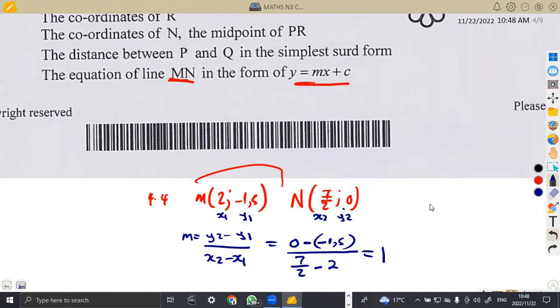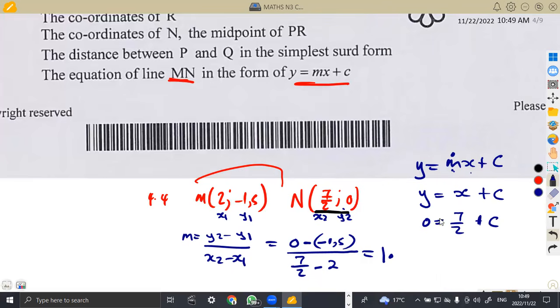So if we've got the gradient, remember the equation, we are told the format y is equal to mx plus c, where m is the gradient. So you can substitute 1, which is the gradient here. So y is equal to 1x, which is just x plus c. To find c, we are just going to substitute any one of the points. I can substitute this point here, any point. We are given that when x is 7/2, y is 0. So 0 is equal to 7/2 plus c. To find c, I'm going to transpose to this side. It's going to be minus 7/2. So c is minus 7/2.